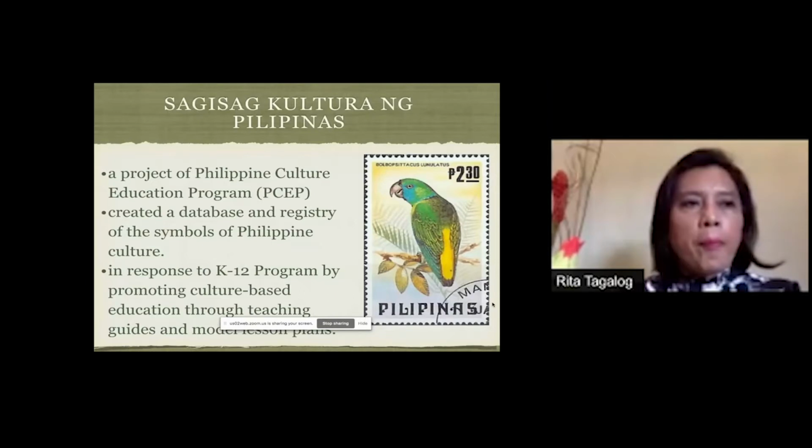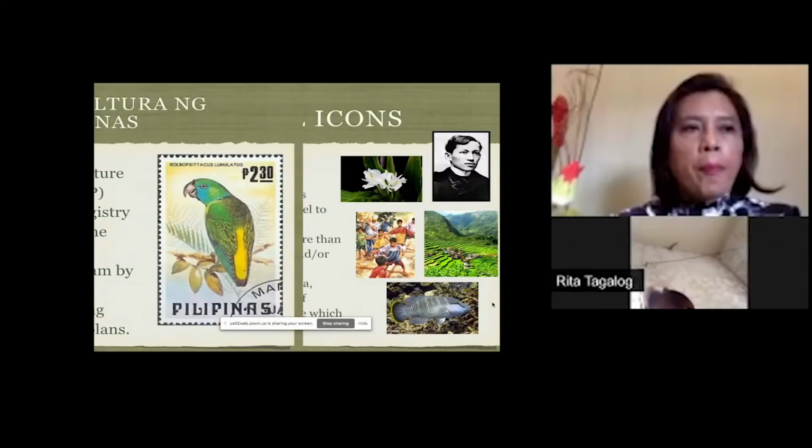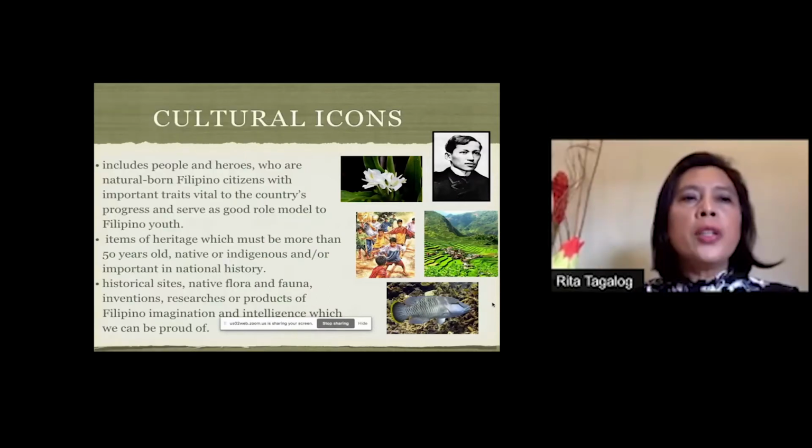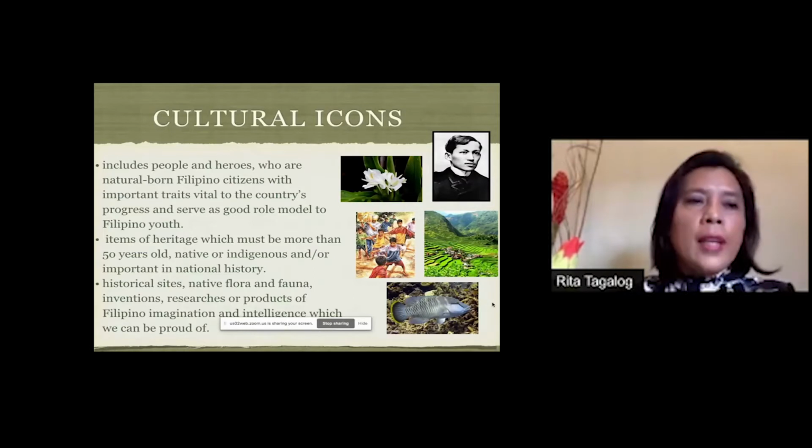A group of experts reviewed the Sagisag Kultura ng Pilipinas and finalized 800 priority icons in 2011 and came up with the following characteristics and traits. So they have identified cultural icons as follows: include people and heroes who are natural born Filipino citizens with important traits vital to the country's progress and serve as good role models to Filipino youth.